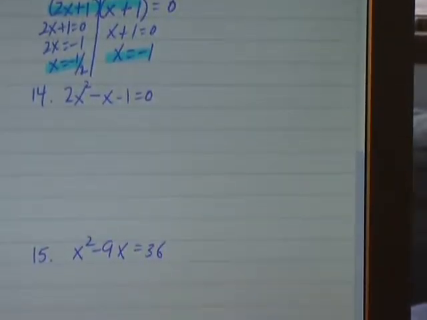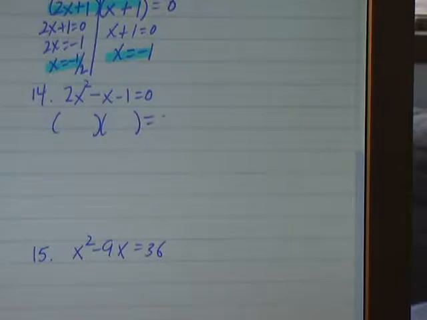Number 14, 2x squared minus x minus 1. Okay. What are my two binomial factors? Well, let's find them. So 2x squared is 2x times x. Only one pair of factors for 1. That's 1 and 1. Okay. Here, I notice I'll have a positive and a negative number. Now, where does that positive or negative go?